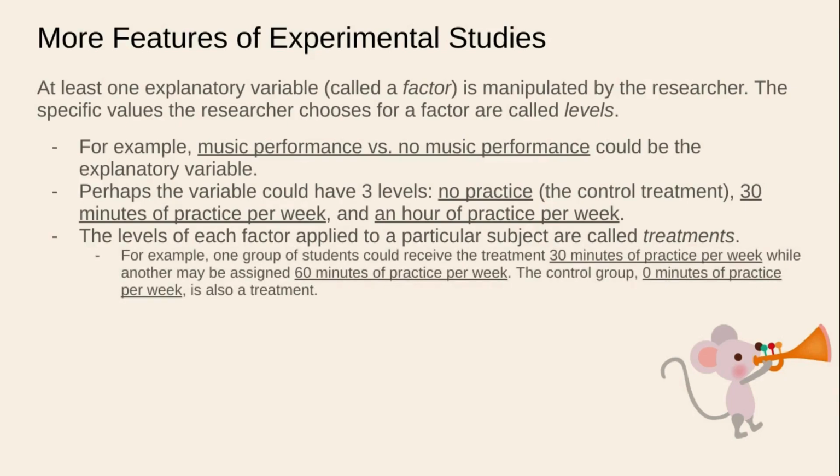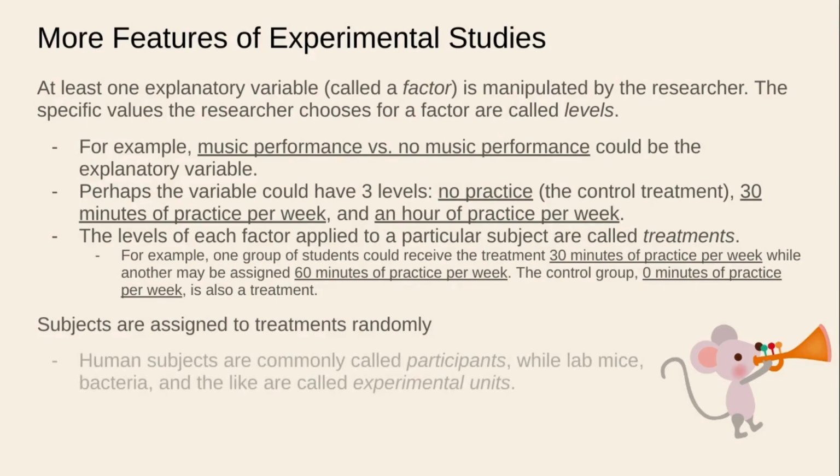So, for example, we could give one group of students in our study 30 minutes of practice a week. Another may be assigned 60 minutes of practice a week. And then we have a control group with 0 minutes of practice per week. And that would also be listed as a treatment, though it is truly a non-treatment. It's the control group. And then we assign subjects to treatments randomly. We want to use randomness to our advantage. Randomness helps us avoid bias.